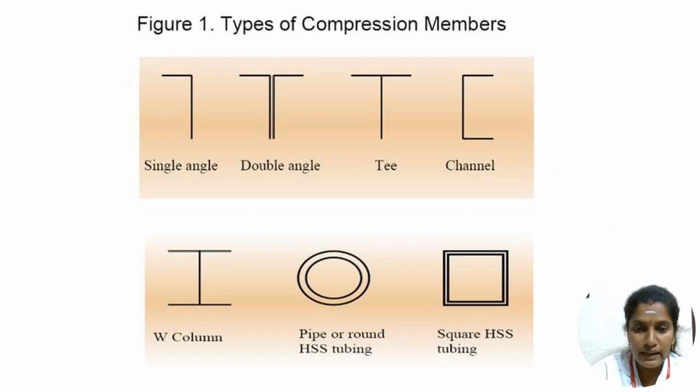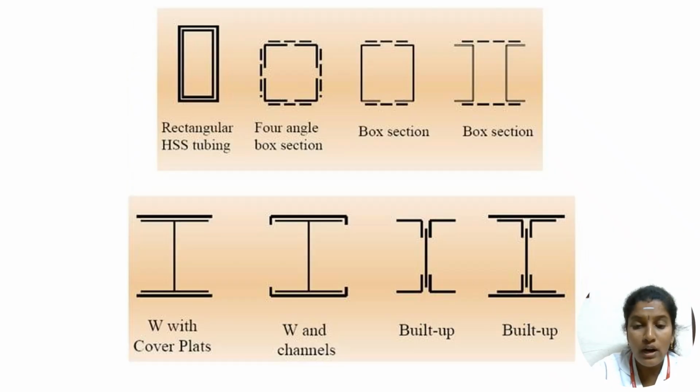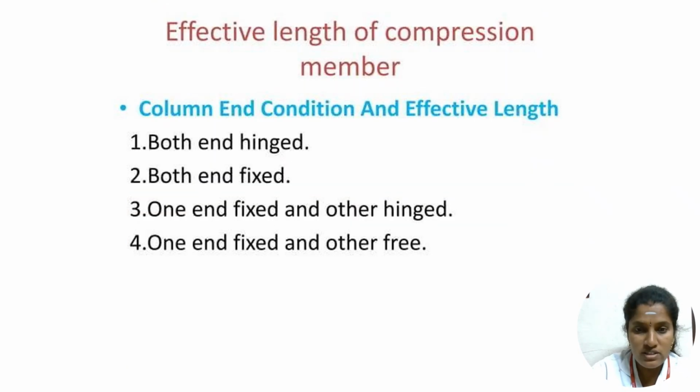So these are the main types of sections used for compression members in practical solutions: single angle, double angle, T, channel and W columns, pipe sections, and also square HSS sections. We also have rectangular sections and box sections. These are the main common sections available.